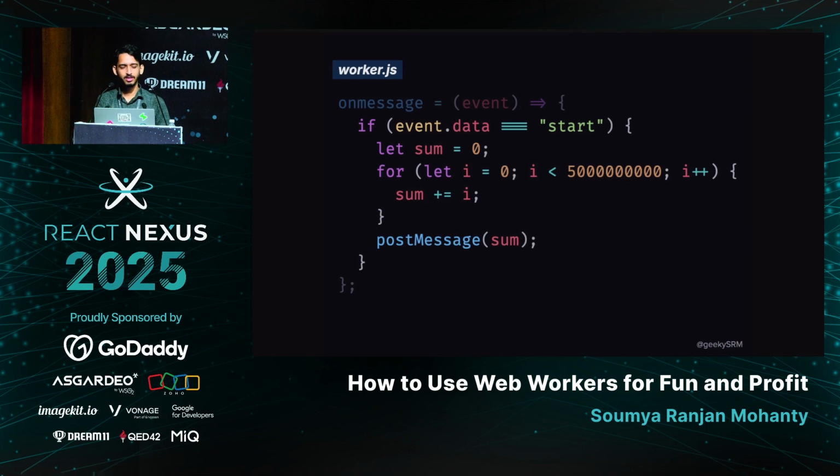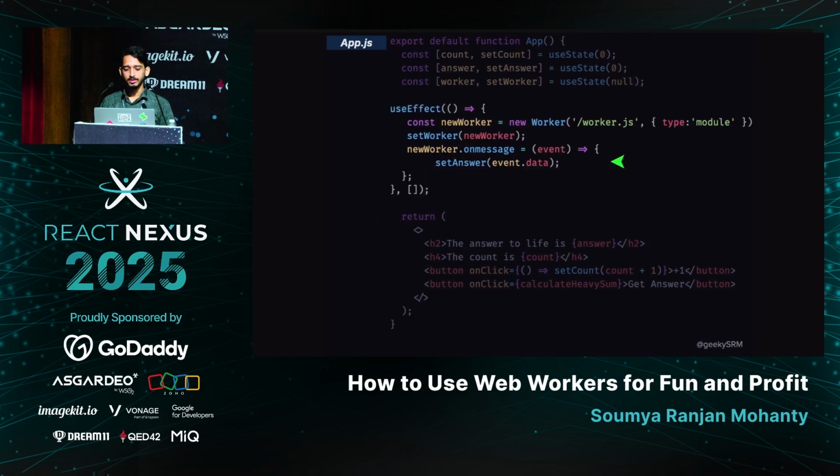Is it start? I've just given a string called start. You can give anything. If it is start, then we start calculating the heavy sum that we were doing earlier. This is the exact same code that I pasted. We have essentially moved the heavy part from the main thread to the worker thread. We have offloaded that. After the calculation, we are posting the message. We have a postMessage function. Basically, it sends it back to the place that gave the message, which is the main thread. Then we come back to the app.js file.